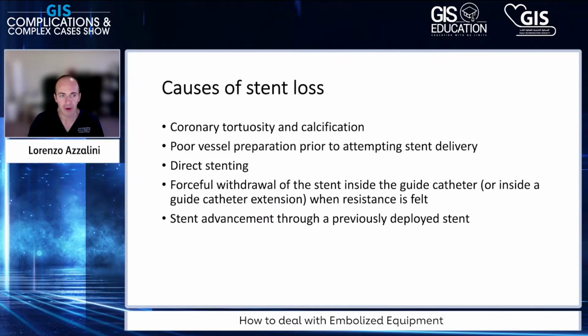So stents. How can a stent get lost in the coronary arteries? One of the causes for sure is tortuosity and calcification, and importantly, poor vessel preparation before attempting stent delivery. And of course, in this context, direct stenting can lead to devastating consequences. Also, if resistance is encountered and we forcefully withdraw the stent inside a guide catheter, or even worse, inside a guide catheter extension, the stent can get dislodged at the junction with the guide catheter extension. And of course, stent advancement through a previously deployed stent.